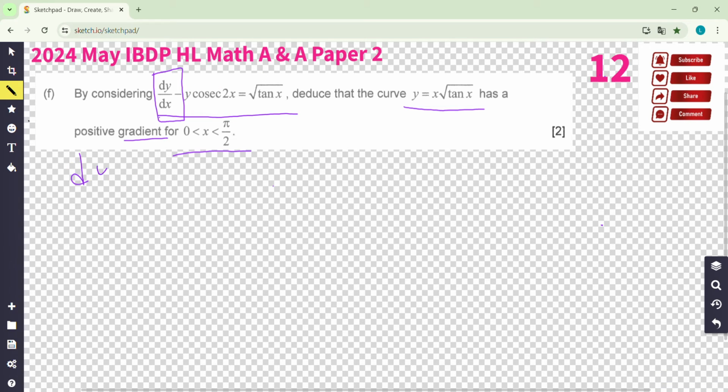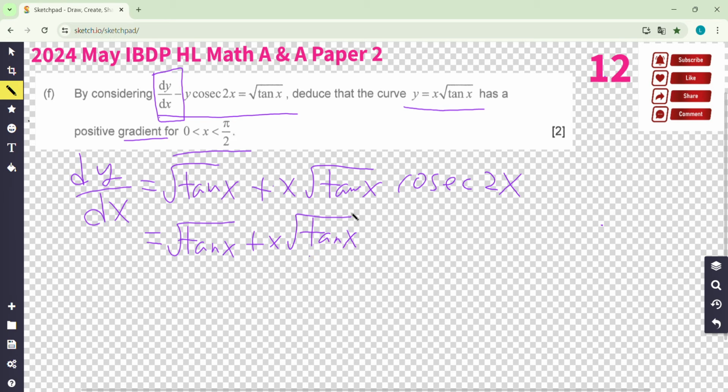So we say dy/dx, the gradient, equals square root of tangent x, plus y, which is x square root of tangent x, times cosecant 2x. At first sight, you might have no idea about it, but write clearly about cosecant 2x. What is cosecant 2x? 1 over sine 2x.